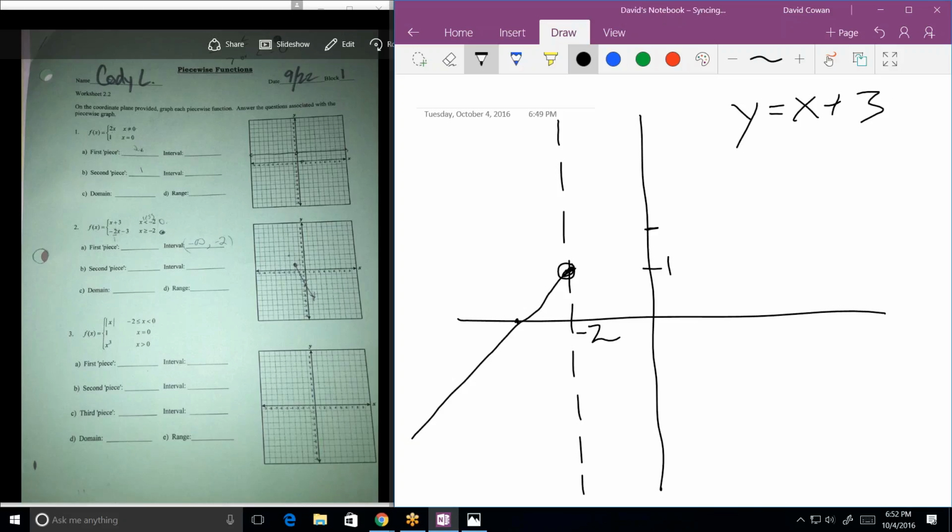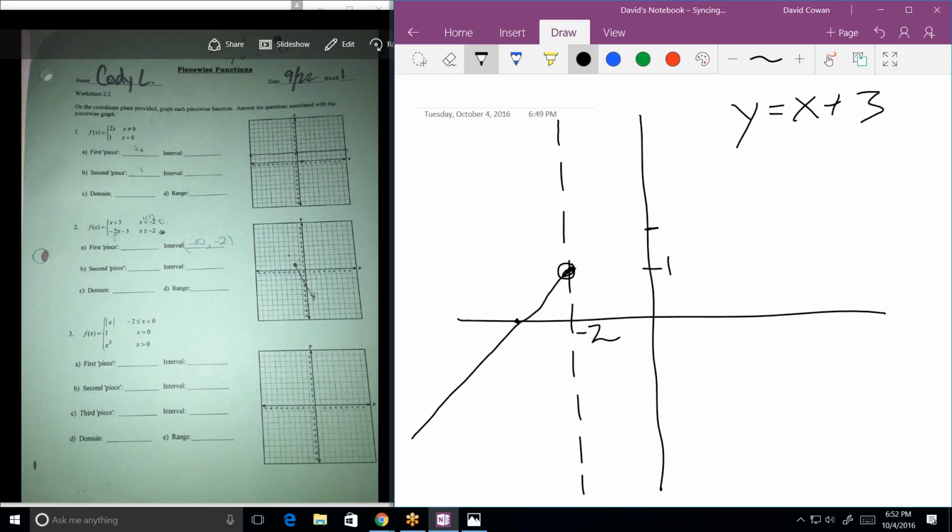Now, notice that even though it has to be less than minus 2, I still found this point by plugging minus 2 in for that. That's okay. There's nothing wrong with that. Okay, you got the first piece right. It goes from negative infinity. The interval of the first piece is negative infinity to minus 2 with parentheses on both sides.